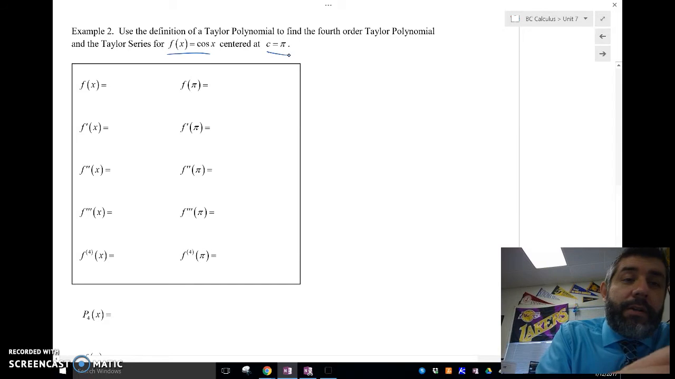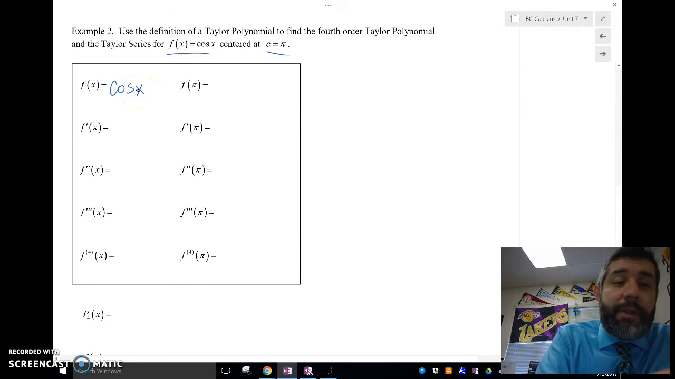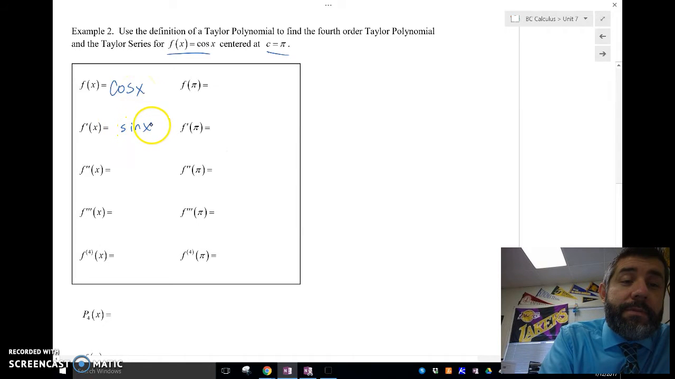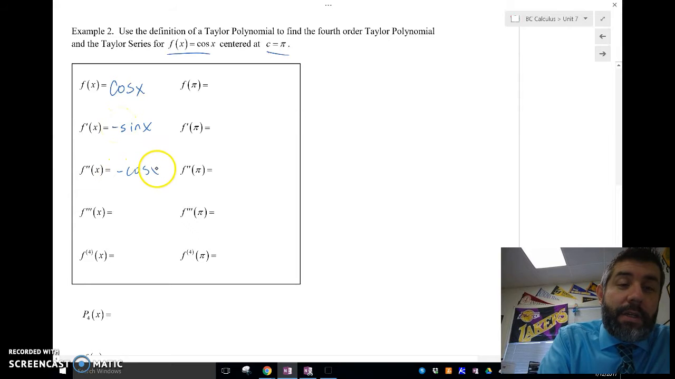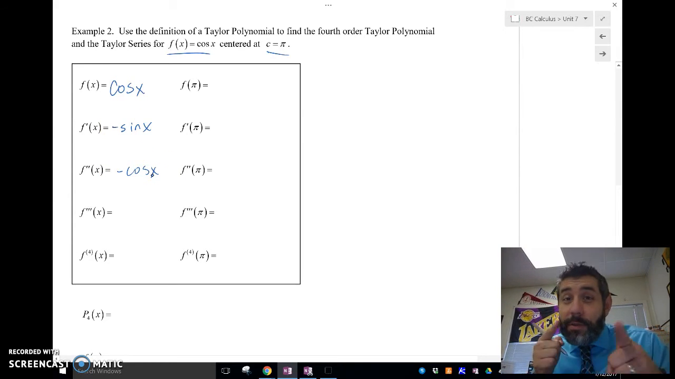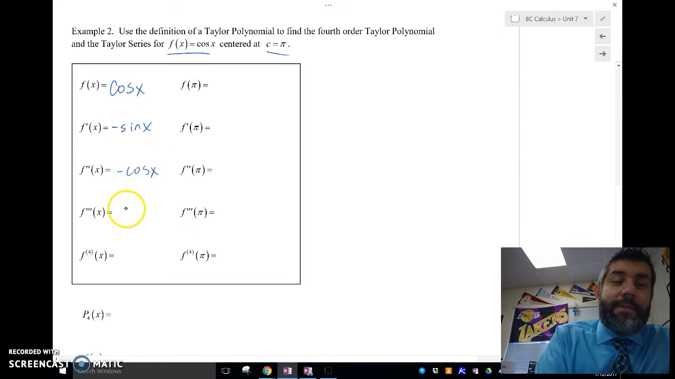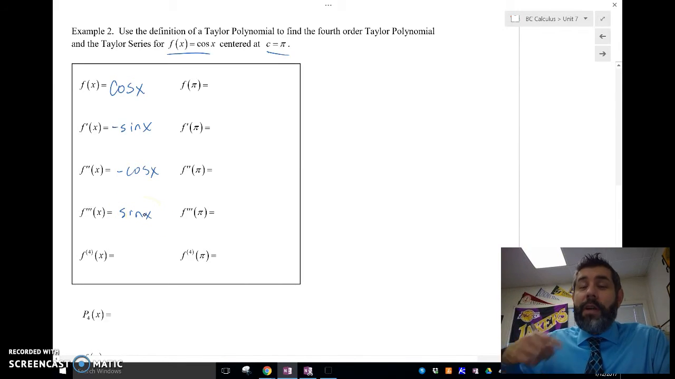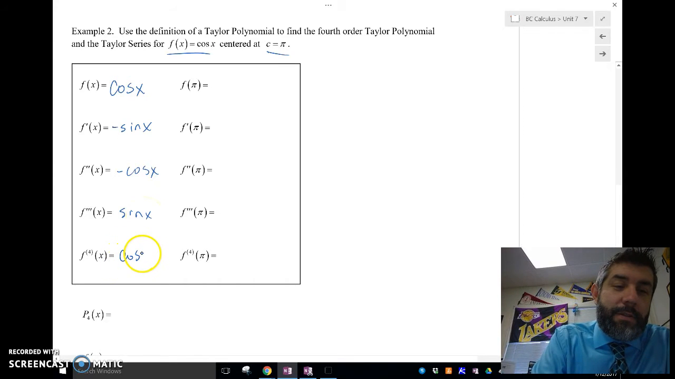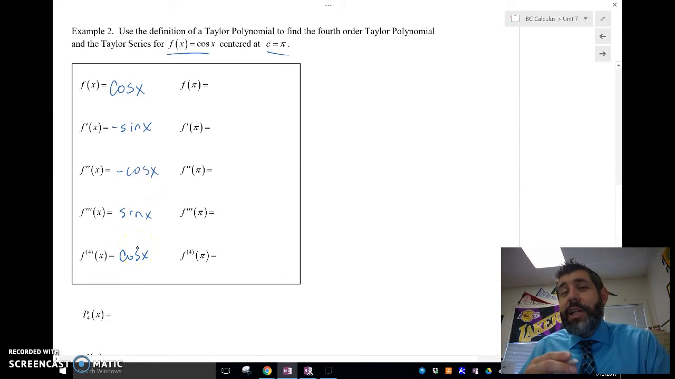For all of these, we're going to start with f of x, cosine, and then we're going to take the derivative, negative sine. Then we're going to take the derivative again, negative cosine. Then we're going to do what? Take the derivative again. And then we're going to take the derivative again. Now, the question asks for the fourth order Taylor polynomial, so we're going to stop there.